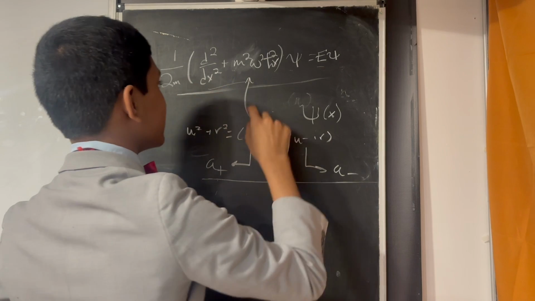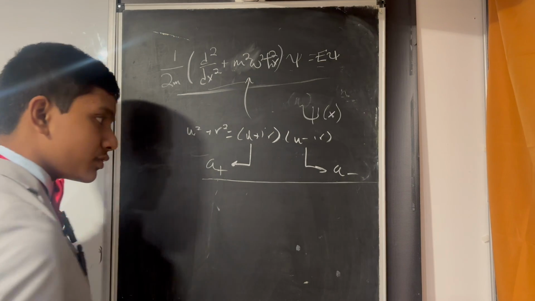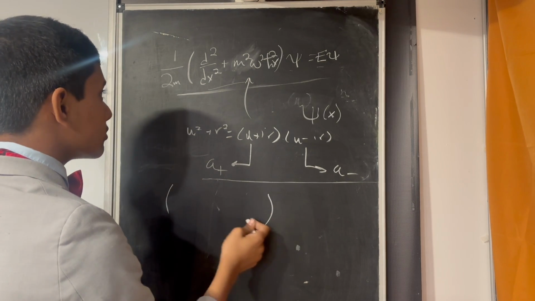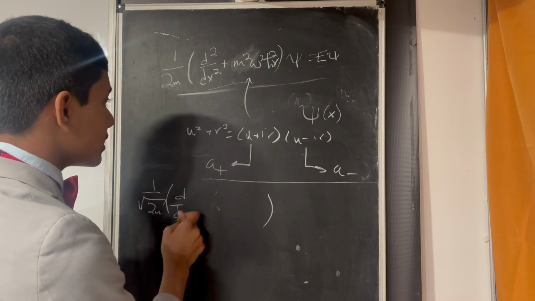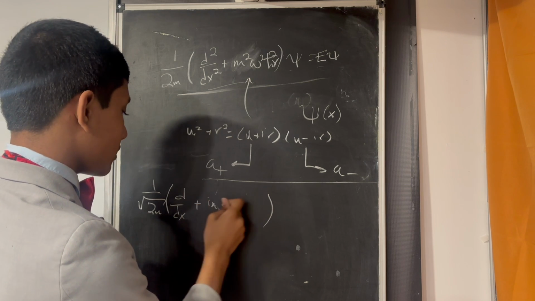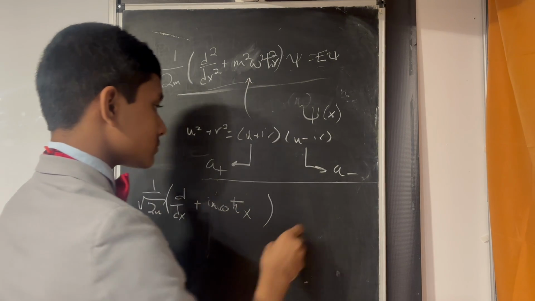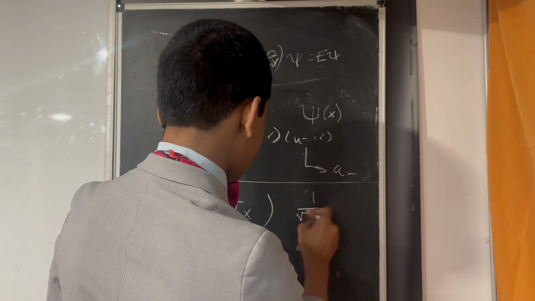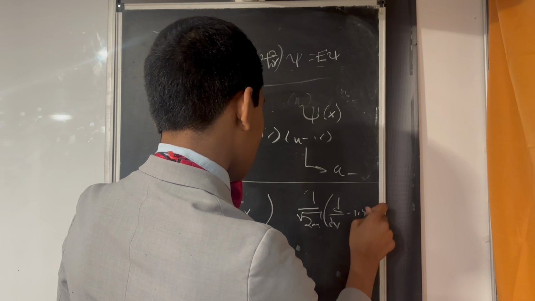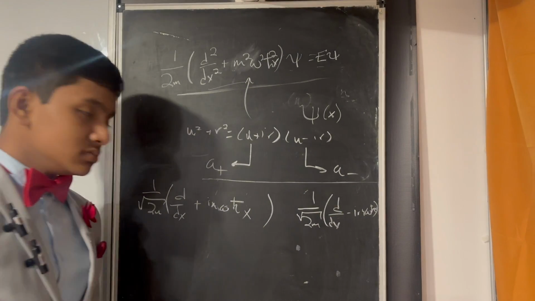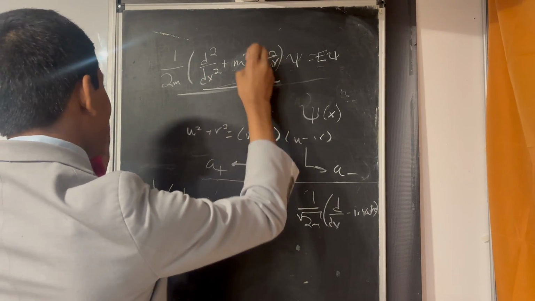Well, it's going to give you 1 over the square root of 2m times d dx plus im omega h bar x. And this gives you 1 over the square root of 2m d dx minus im omega h bar x. But there's a catch. Not only are these operators not commutative, but this is actually equal to them multiplied plus half h bar omega, which we worked out last time around.